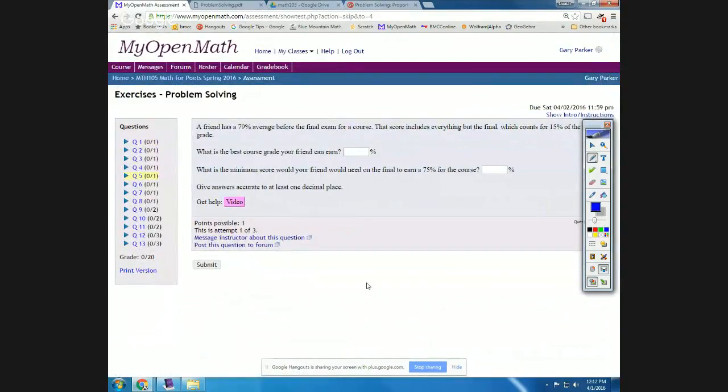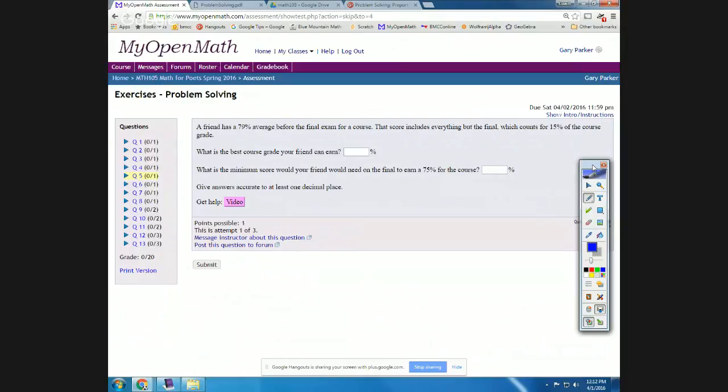All right, so a friend has an average. Okay, so we'll get to the proportion in just a minute. Let's do this one first. Friend has a 79 average before the final exam. That includes everything but the final, which counts for 15% of the course grade. What's the best grade your friend can earn in the class? What's the minimum score your friend would need on the final to get 75%?